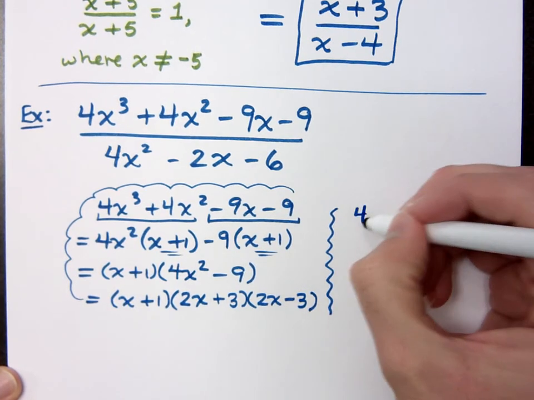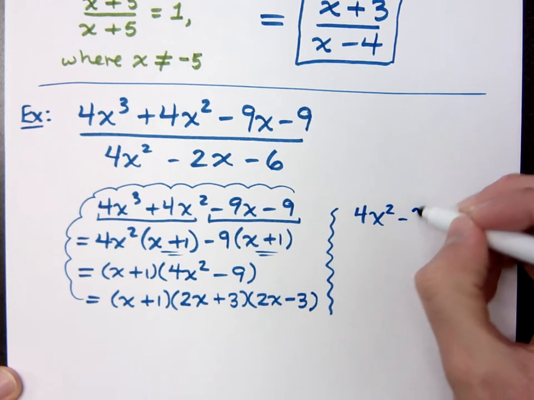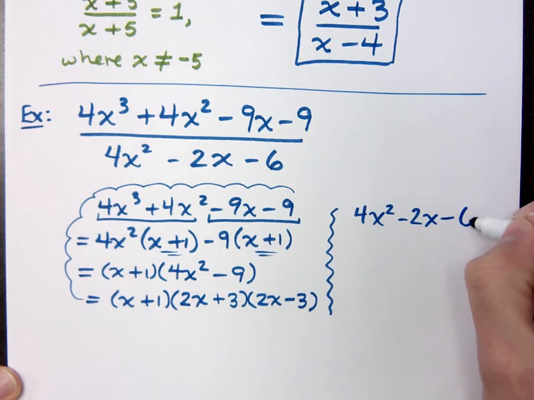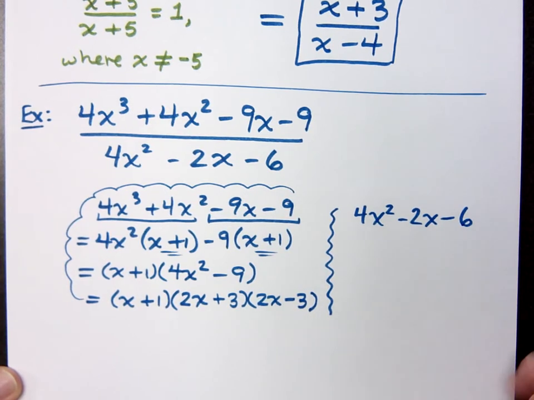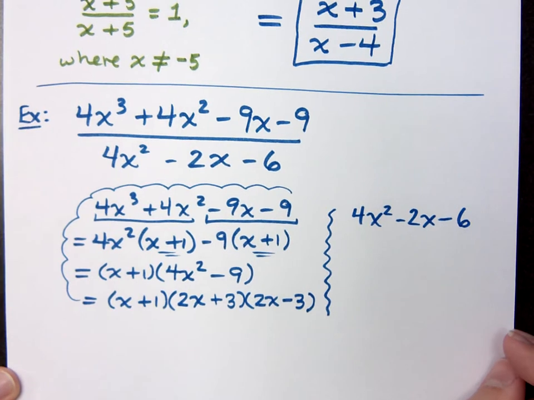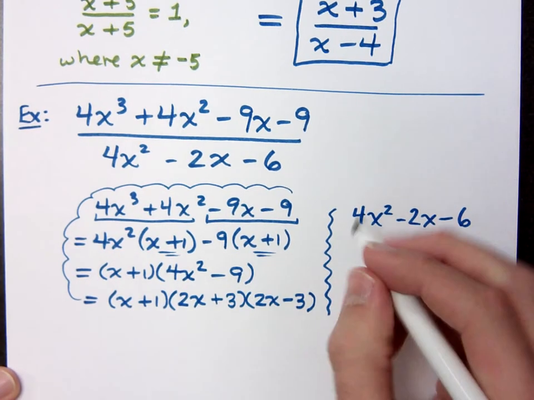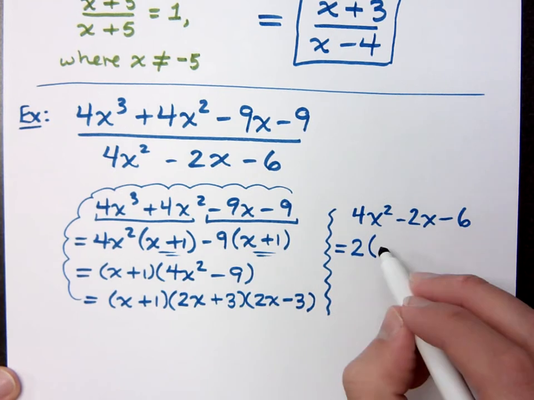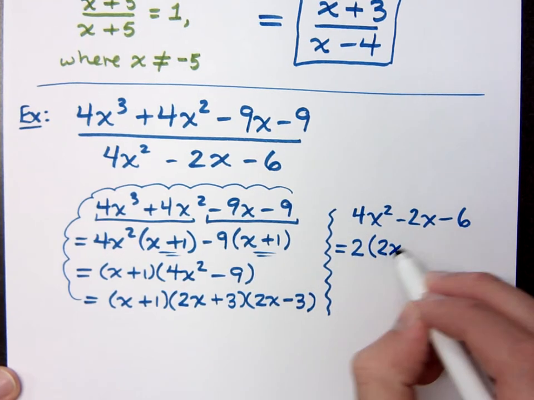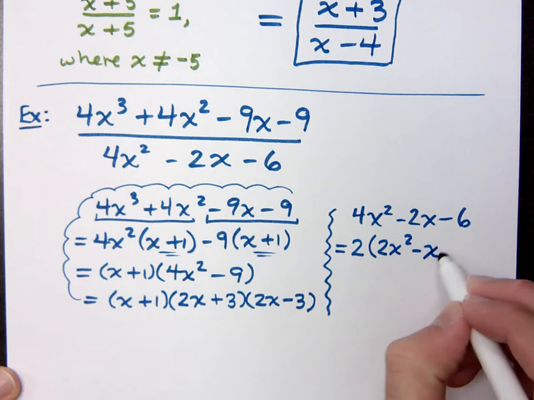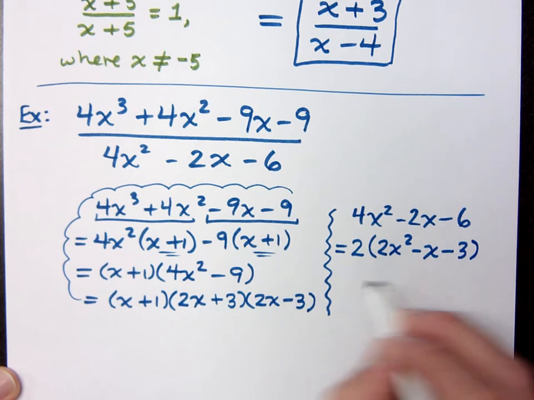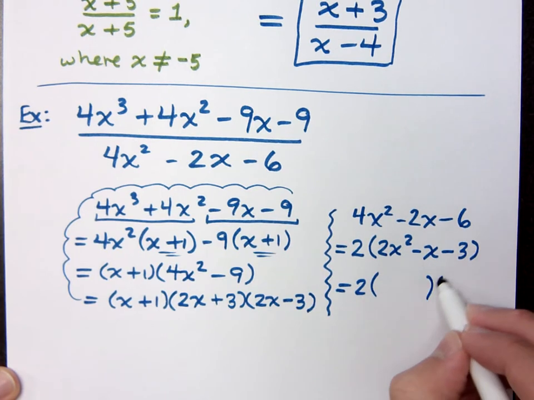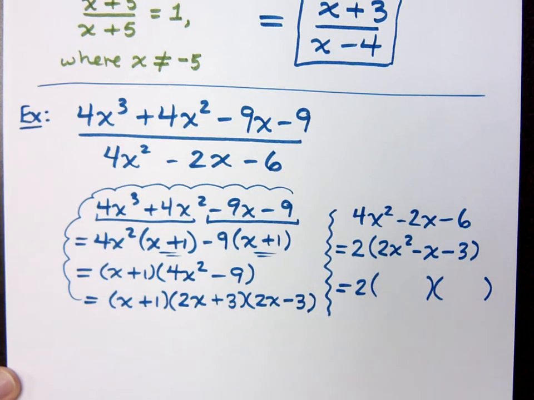We've got 4x squared minus 2x minus 6. What can I do with that? 2 goes into all of them. Oh, so look for the common factor, right? So the common factor here is 2. When I factor that out, what's left? 2x squared minus x minus 3. That's a trinomial. I sure hope that it factors. How does this factor?